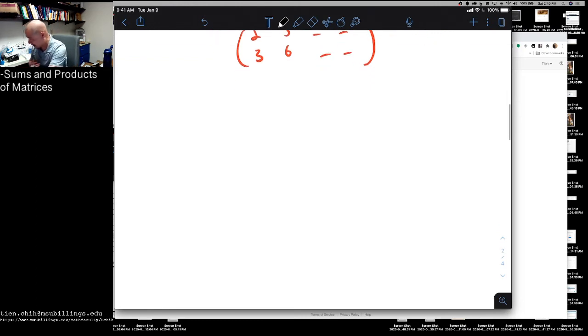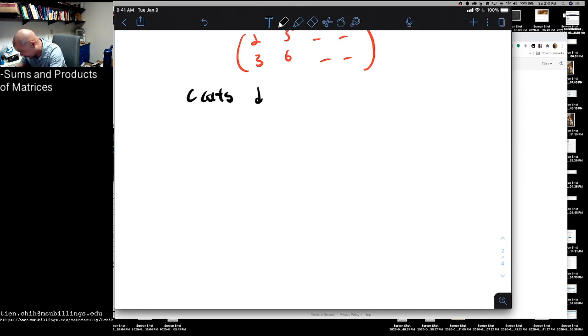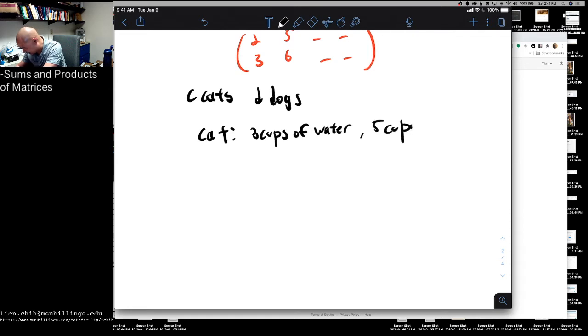Let's say you have C cats and D dogs, and for every cat, in order to feed all of these cats and dogs, let's say all of the cats need 3 cups of water and 5 cups of just general pet food.